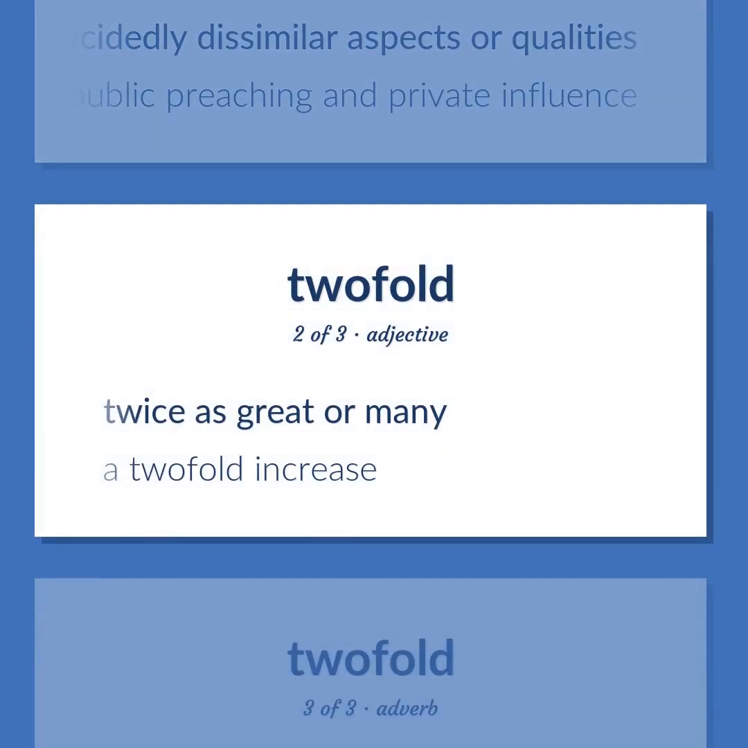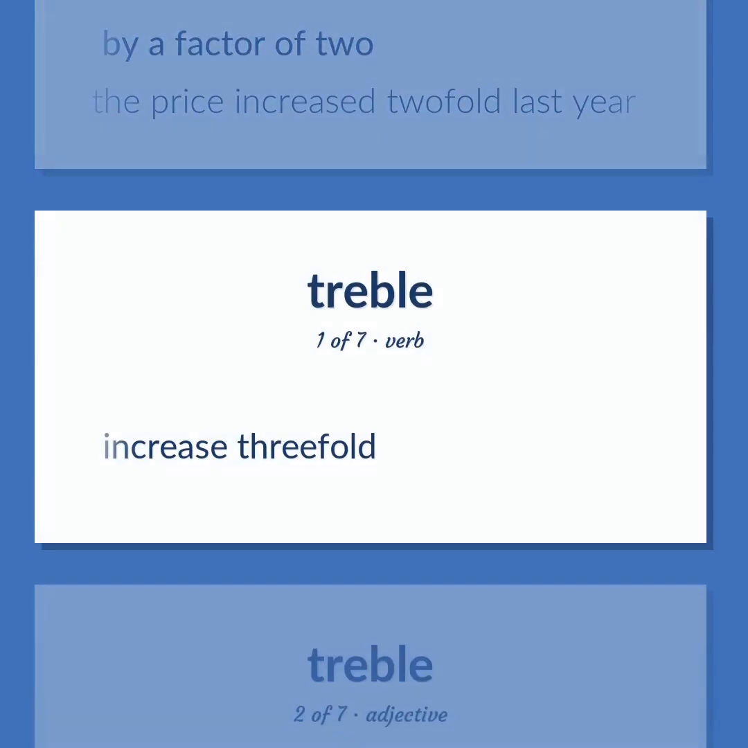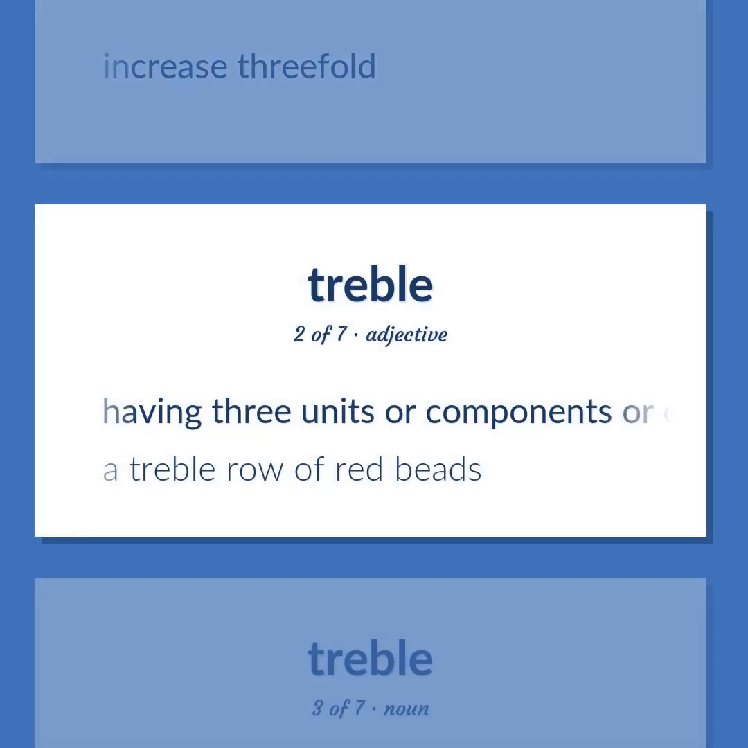Twice as great or many. A twofold increase. By a factor of 2. The price increased twofold last year. Increase threefold. Having 3 units or components or elements. A treble row of red beads.